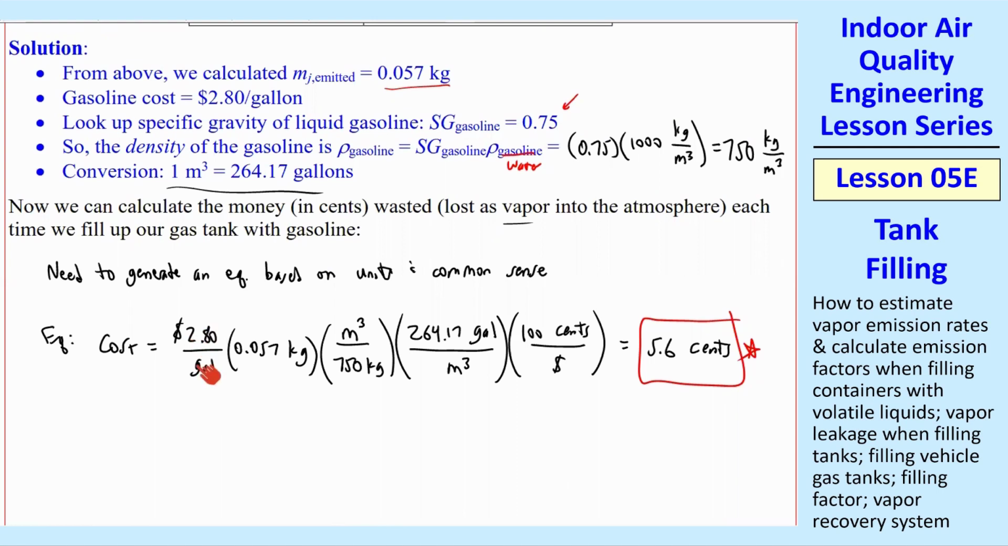I put the cost per gallon first, in dollars, and then I know that I have emitted 0.057 kilograms, so those have to go in the numerator. And then I know that I have a density of gasoline, so it goes in the denominator, so I can get rid of kilograms. And then I convert from meter cubed to gallons, and I can get rid of the meter cubes and the gallons. And then I'm left with just dollars, and I change that to cents. So these are just unit conversions. And I come up with about 5.6 cents per gallon.